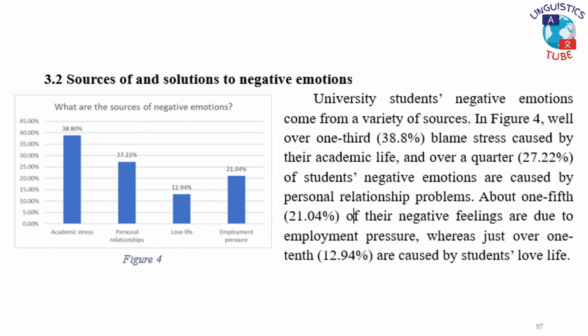Section 3.2. Sources of and solutions to negative emotions. University students' negative emotions come from a variety of sources. In Figure 4, well over 1/3, 38.8%, blame stress caused by their academic life, and over a quarter, 27.22%, of students' negative emotions are caused by personal relationship problems. About 1/5, 21.04%, of their negative feelings are due to employment pressure, whereas just over 1/10, 12.94%, are caused by students' love life.